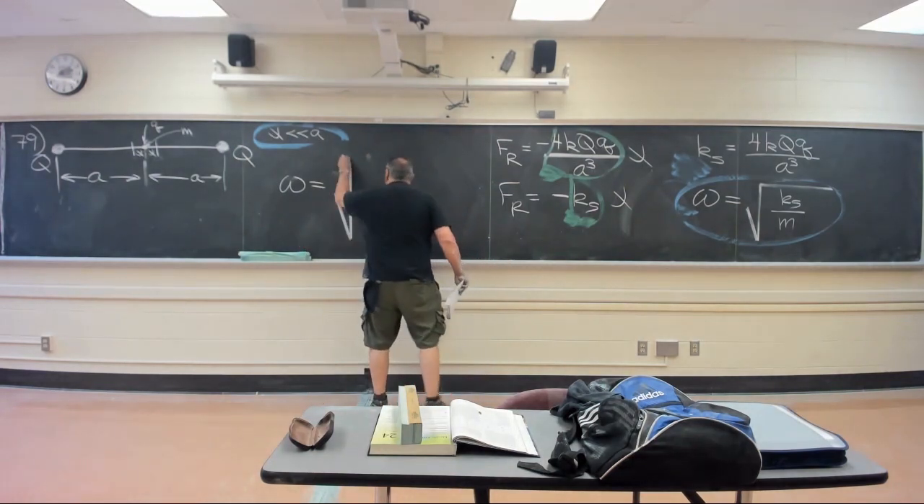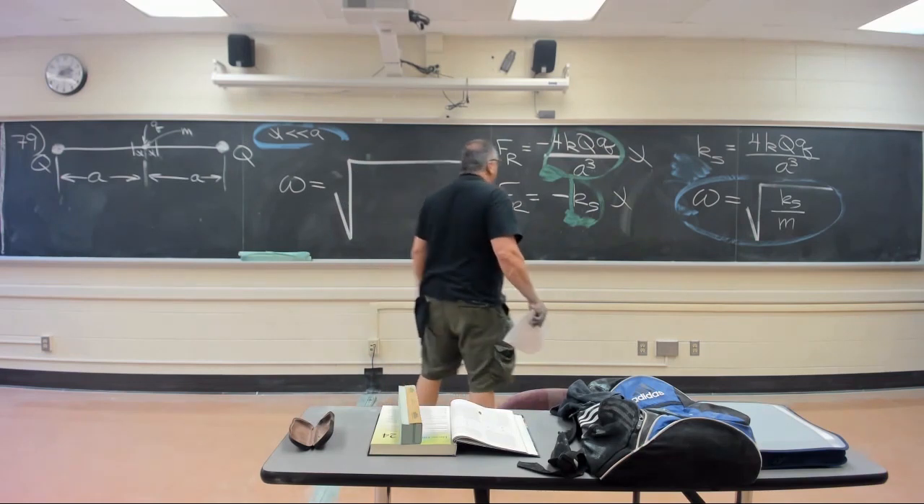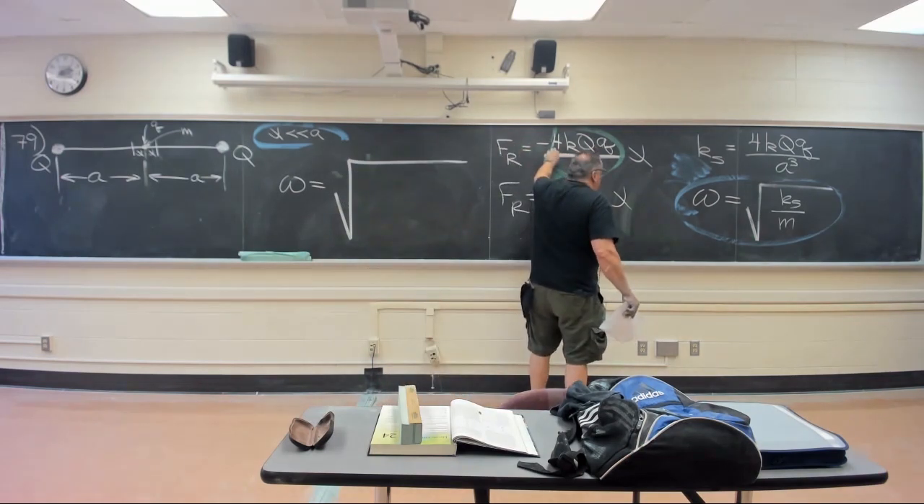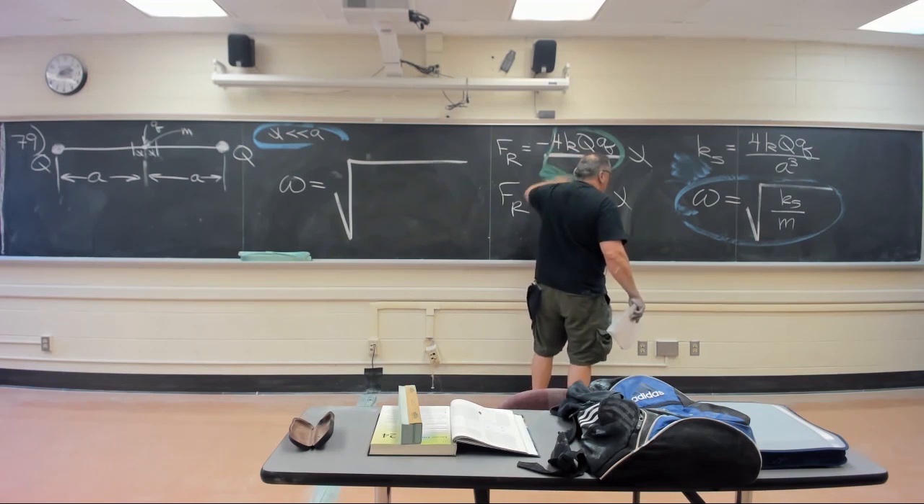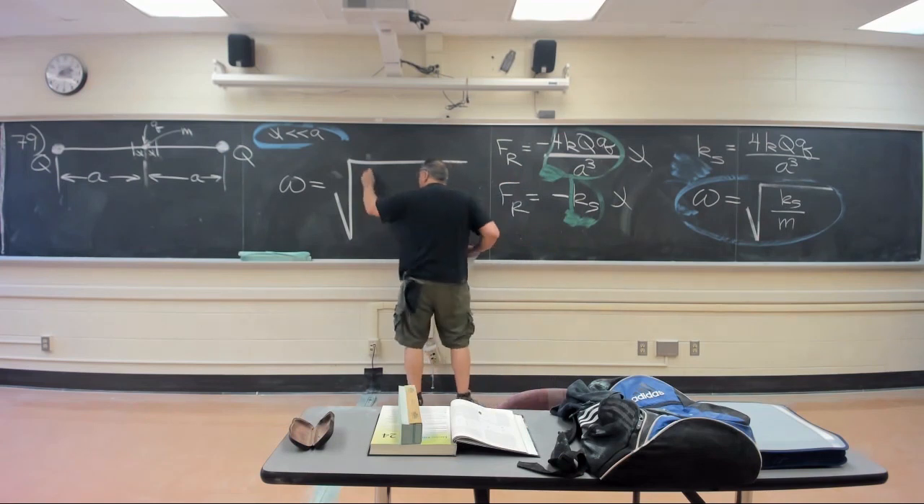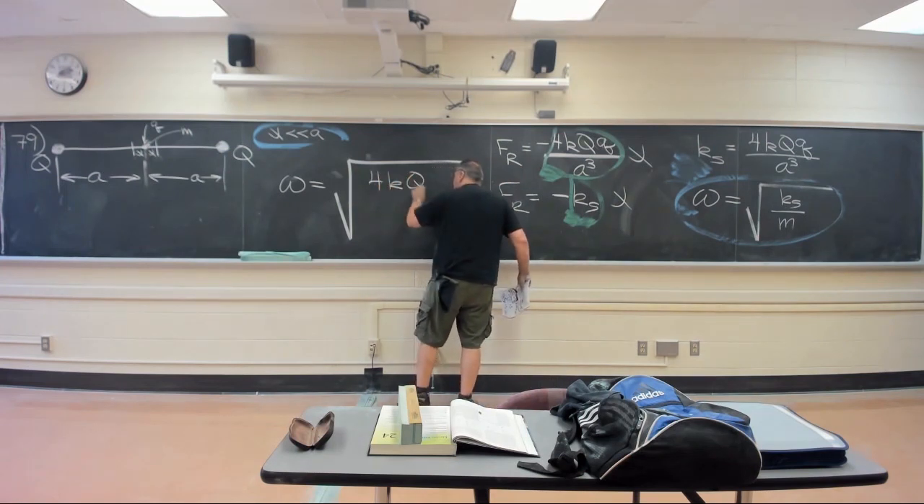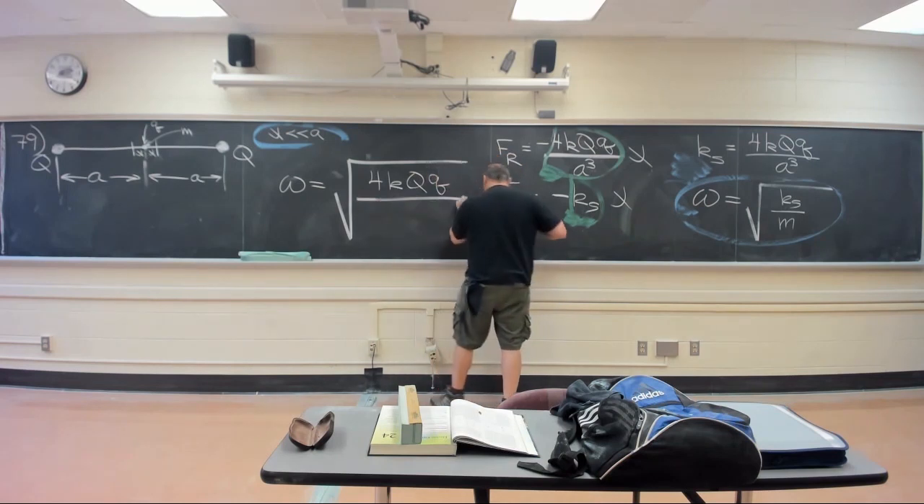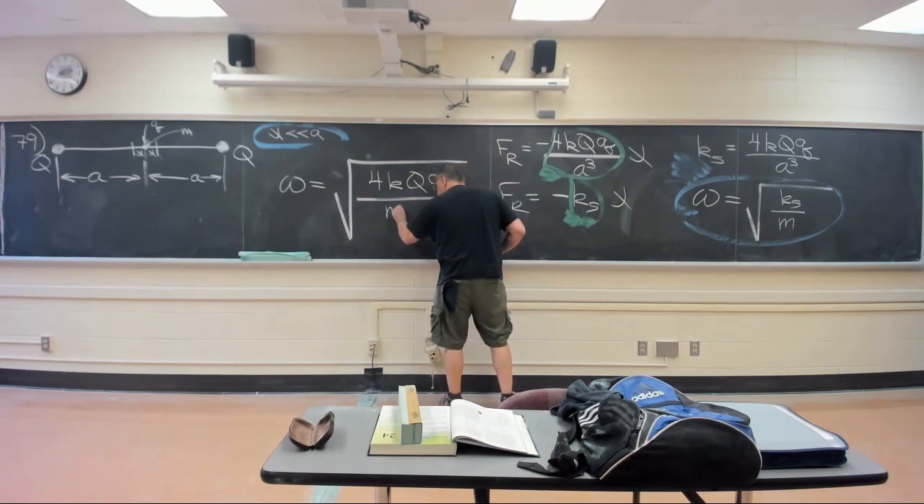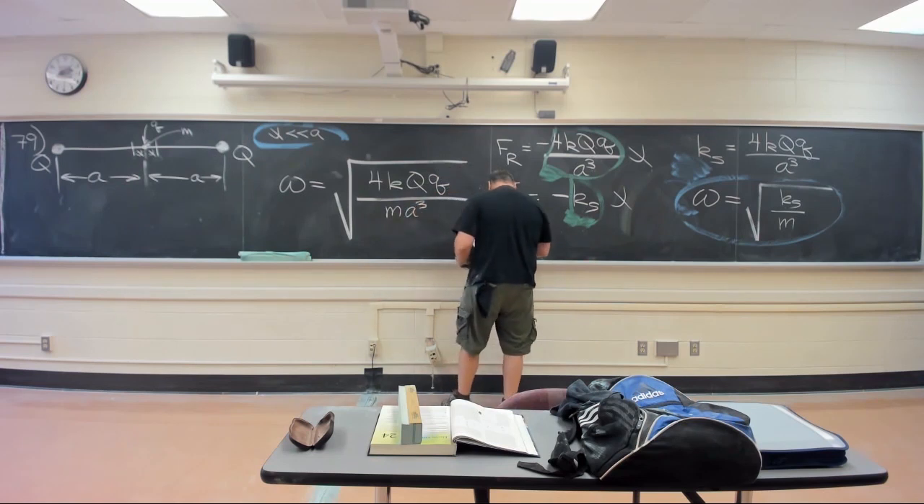Square root of. Here it goes. KS is this. We just said what KS was. The negative is just the bookkeeping at the end of it. The positive number, and then we throw in the negative for the bookkeeping that's going on. So just this: 4K capital Q small q over A squared divided by M. 4K, capital Q, small q, over A squared times M. Or over A cubed times M, rather. I'm sorry.